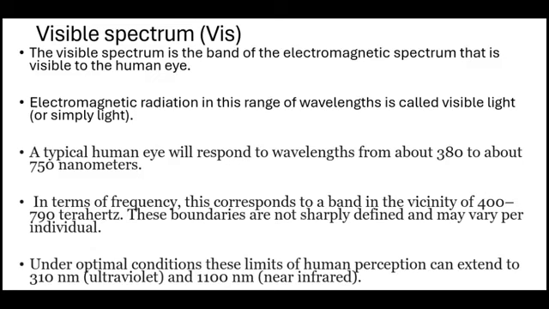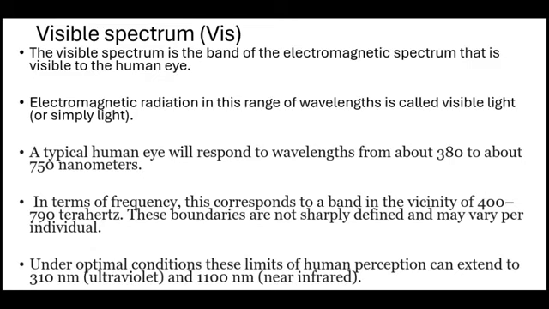The visible spectrum. The visible spectrum is the band of the electromagnetic spectrum that is visible to the human eye. Electromagnetic radiation in this range of wavelength is called visible light, or simply light.